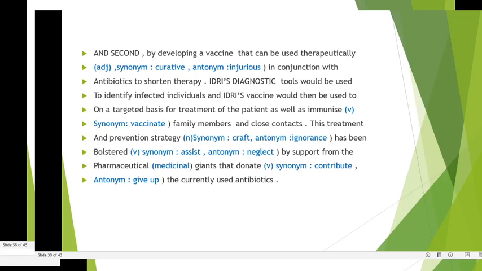Immunize, it is a verb, and synonym of this word is vaccinate. And pharmaceuticals means medical. Donate, it is a verb, and synonym of this word is contribute, and antonym of this word is give up.